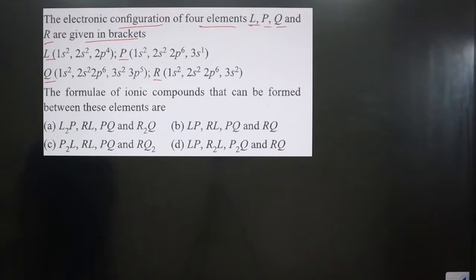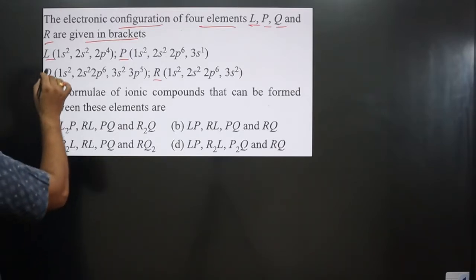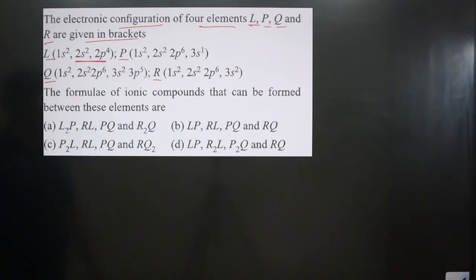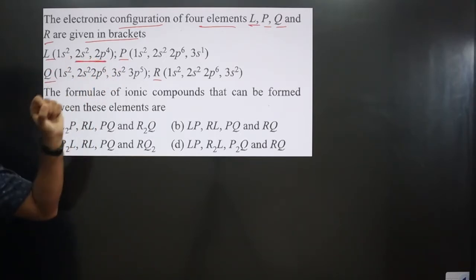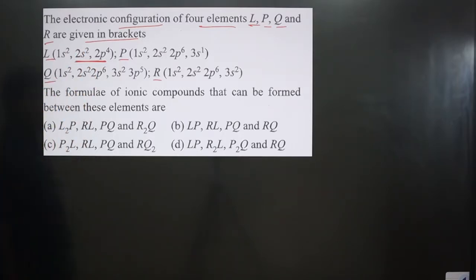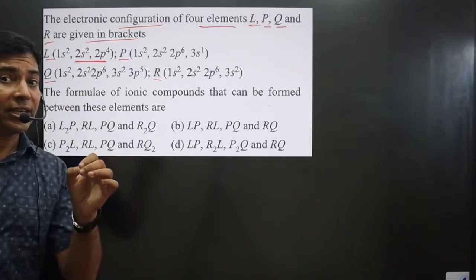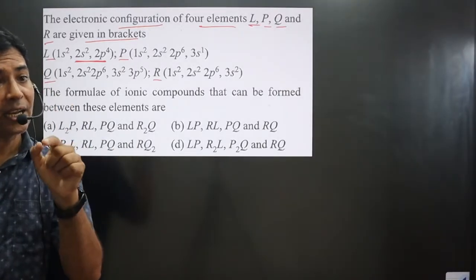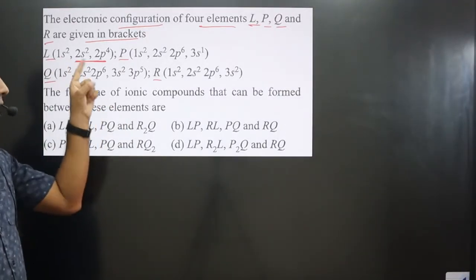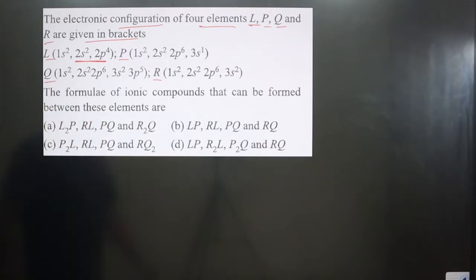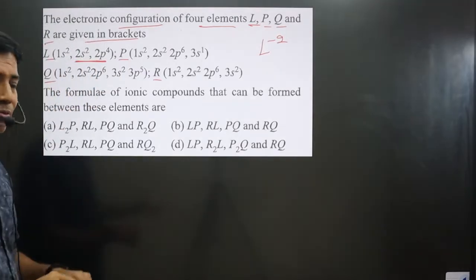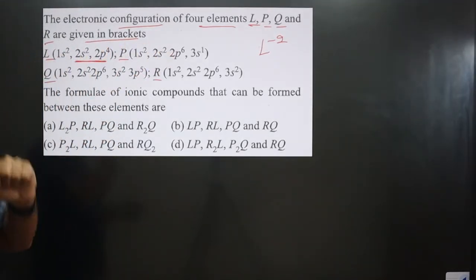Pay attention carefully. In case of L, you can see in the outermost, how many electrons are there? This is the second shell. In the second shell, how many electrons? 4 plus 2, 6 electrons are there. It has tendency to gain 2 electrons so that it can complete its octet. 6 plus 2 is equal to 8. So L has tendency to gain 2 electrons. It means that L will carry minus 2 charge. Very good. From the valence electrons we are able to decide the charge.